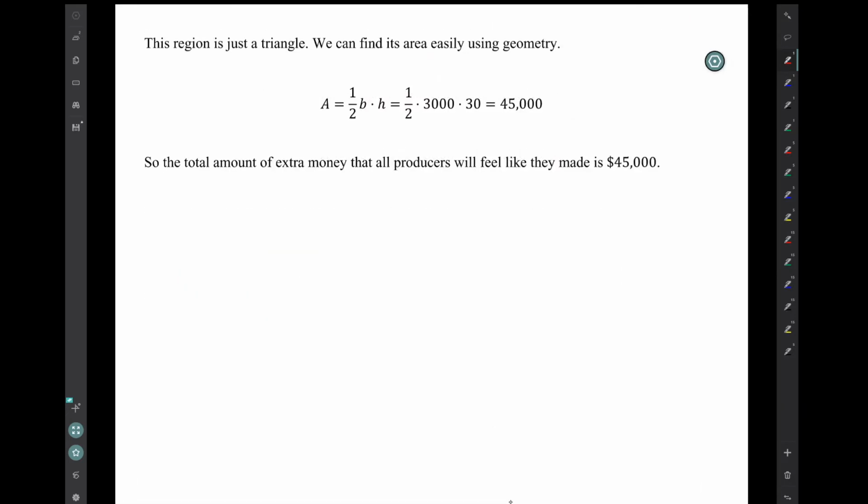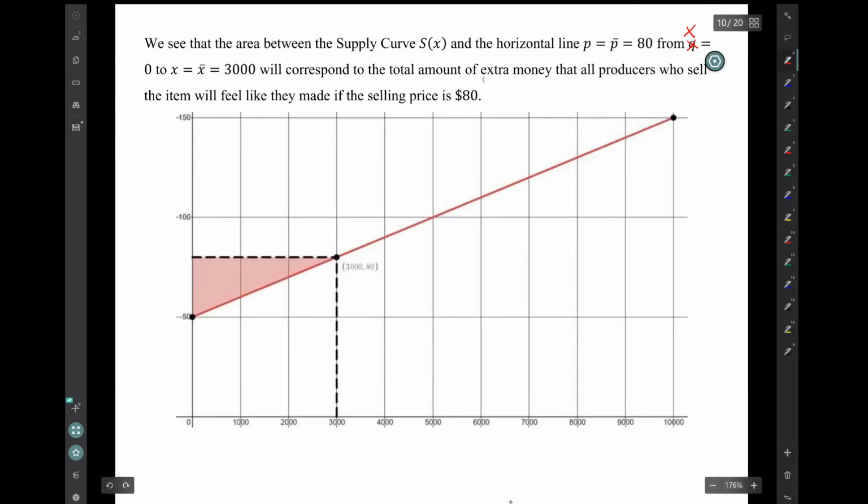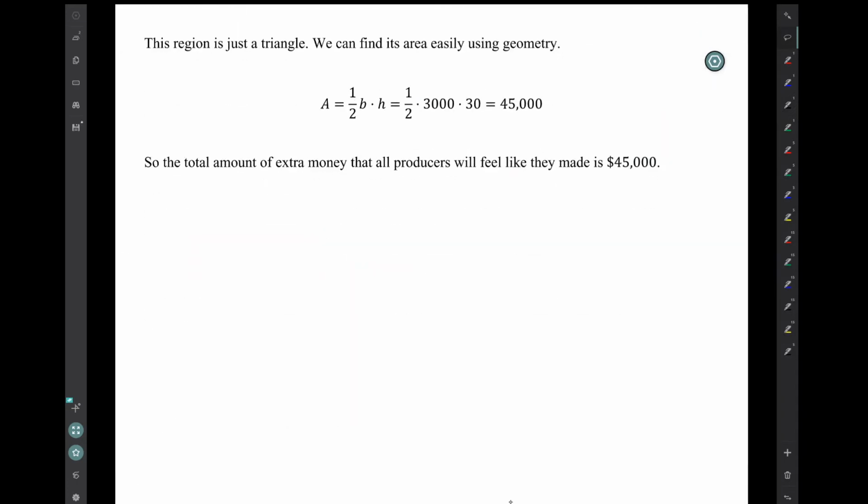This region is just a triangle. We can find its area using geometry. Let's go back up and see the dimensions of that area. This triangle has a base of 3,000 and a height of 30 because this vertical coordinate is 80. So the triangle area is 1/2 the base times the height, so 1/2 of 3,000 times 30, so 45,000. So the total amount of extra money that all producers will feel like they made is $45,000.